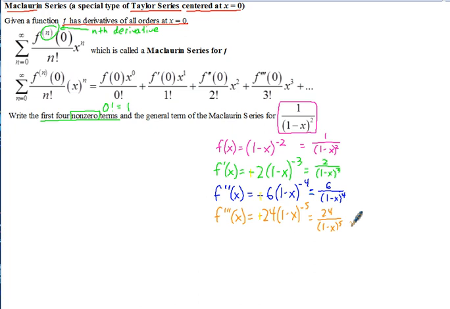So now let's go ahead and substitute in 0 into each of these. So f of 0. Well, if we substitute in 0, then that's going to be 1 minus 0 squared. That's just 1. 1 divided by 1, so that's 1.